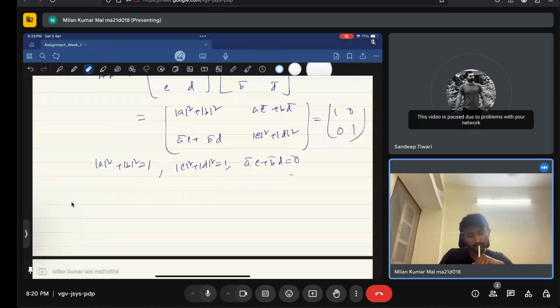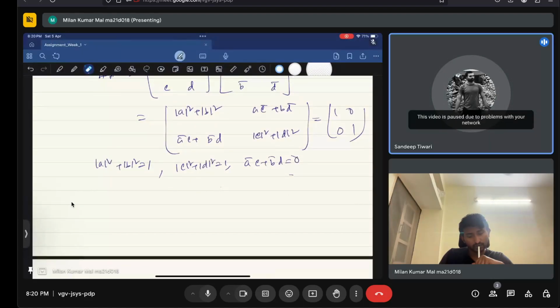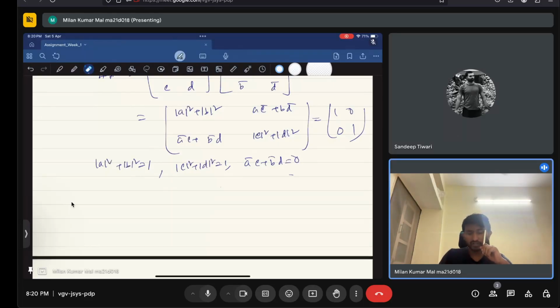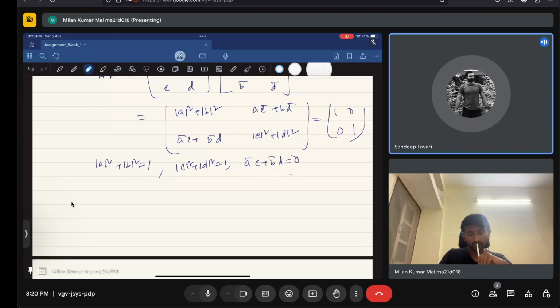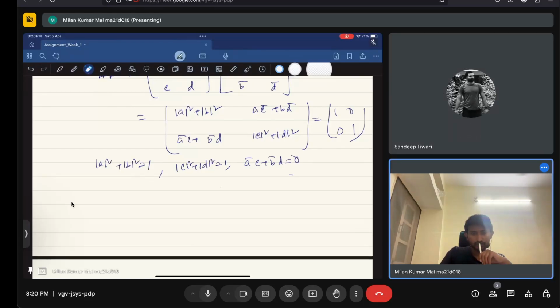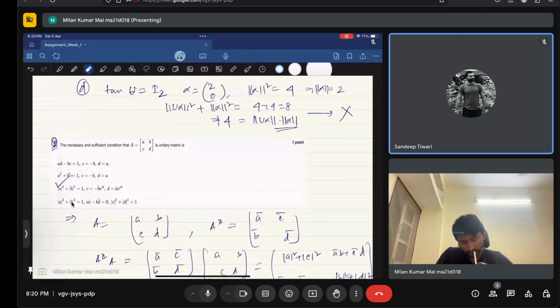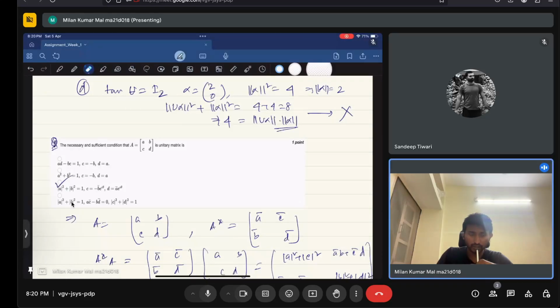Yes, that's true. Determinant A star is equal to determinant A into determinant A star. Yes, then we'll get those things. And determinant A star is equal to determinant A conjugate. So basically, we are getting determinant A into determinant A conjugate is equal to 1. So determinant A should be in the form of e power I theta.